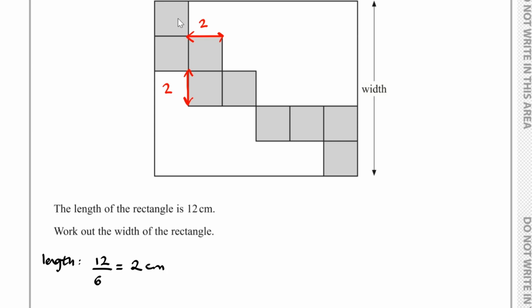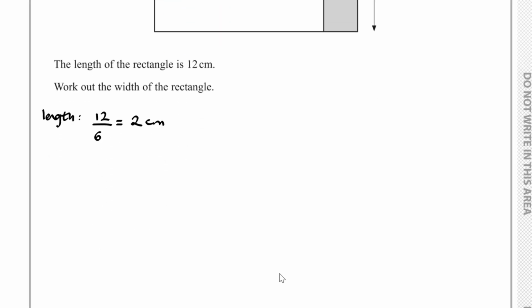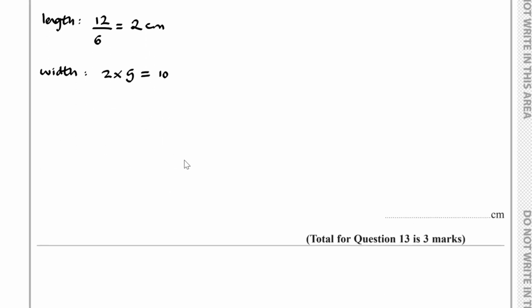And in terms of the width, we have 1, 2, 3, 4, 5 squares in total. So therefore the width here, we're going to have 2 times 5, which is 10. So here we end up with 10 centimeters.